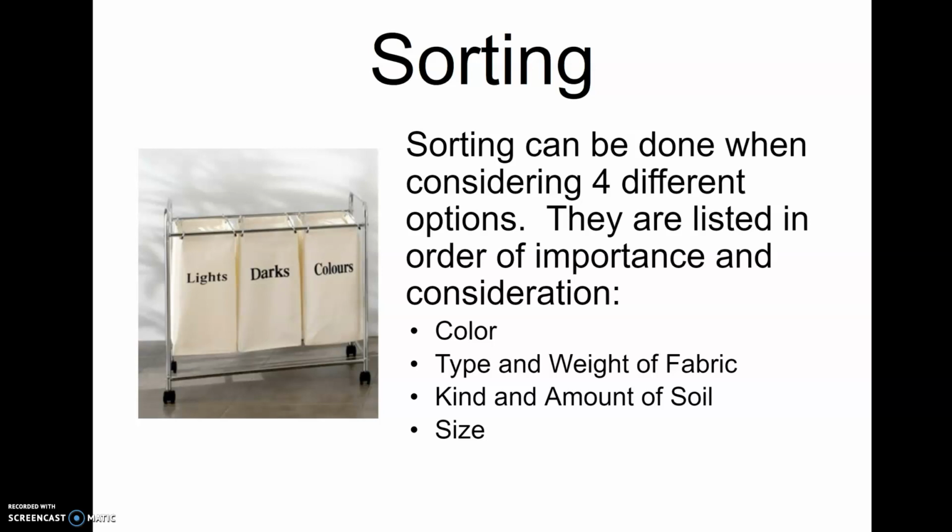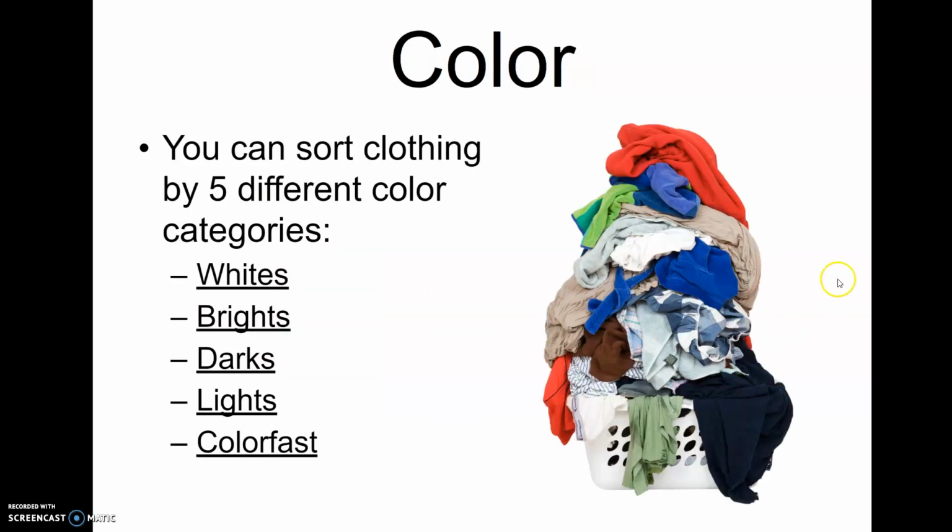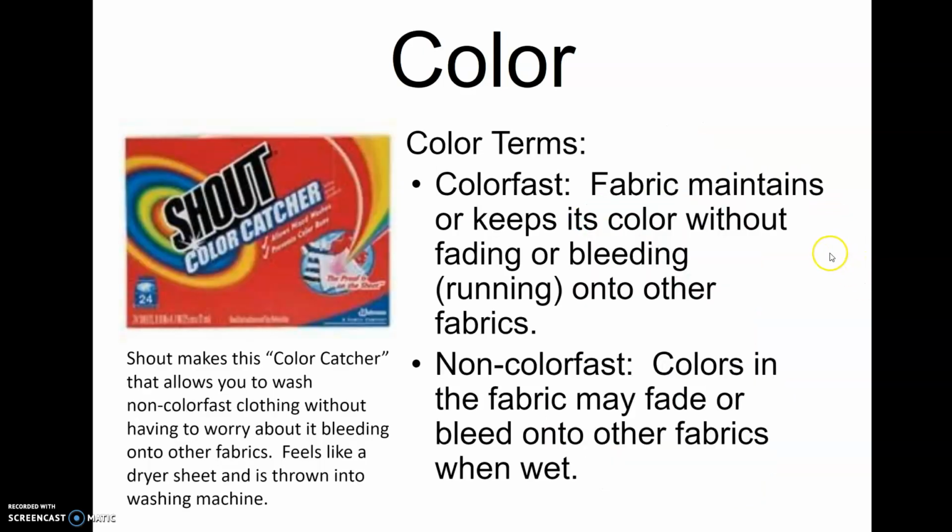So, color. Oftentimes we sort by color: lights, darks, and then brights. Then the kind and amount of soil, and the size of the laundry load. The types of colors you can sort are whites, brights, darks, lights, and then colorfast. There are these color catchers.